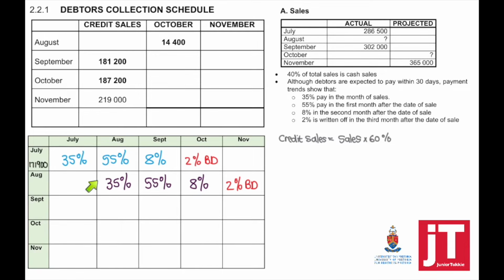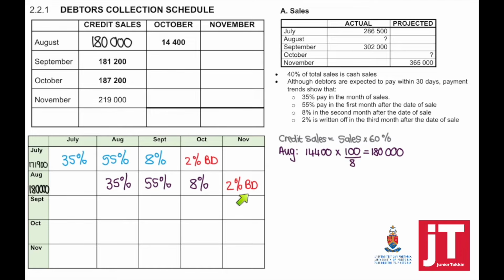From the August credit sales, we expect 8% to be collected. So to find out the credit sales, we're now going to take the amount we expect to collect times 100 divided by 8. And that equals my total credit sales, 180,000 for August. There's no calculation in November.